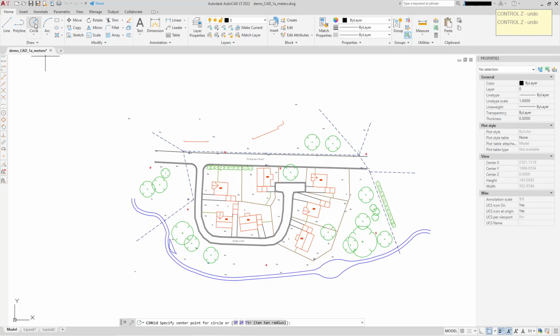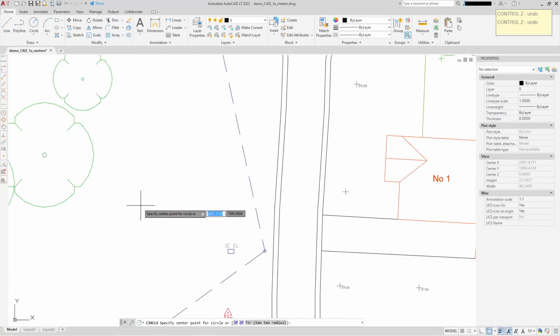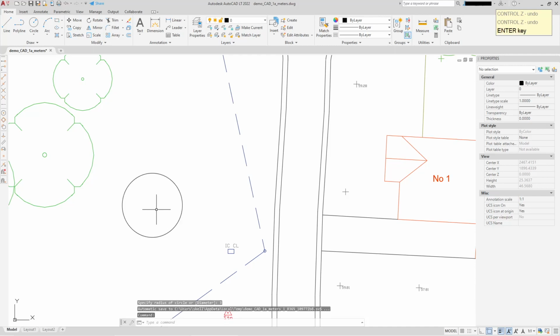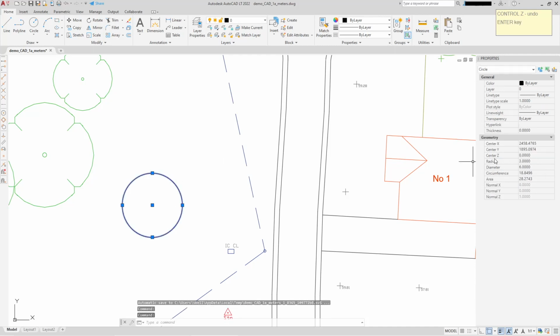Really easy to use. You just pick the point where it's to go and enter the radius. And we've got a circle, 3 meters radius, 6 meters diameter, and it has a Z value on the vertex, so it can be used for heights. You can be given a height and using 3D work. And you can see you can read off the circumference and the area, which may be handy.